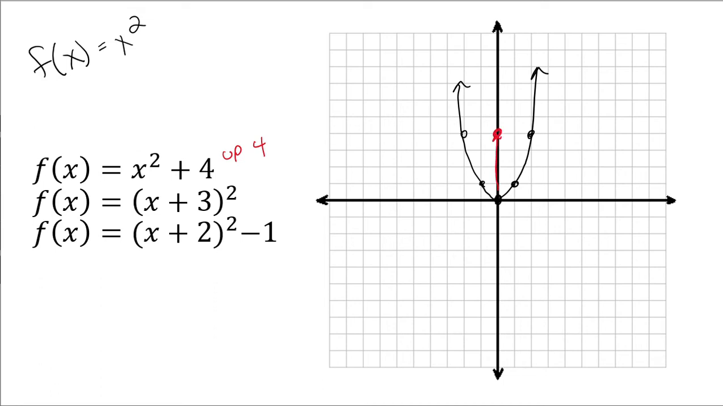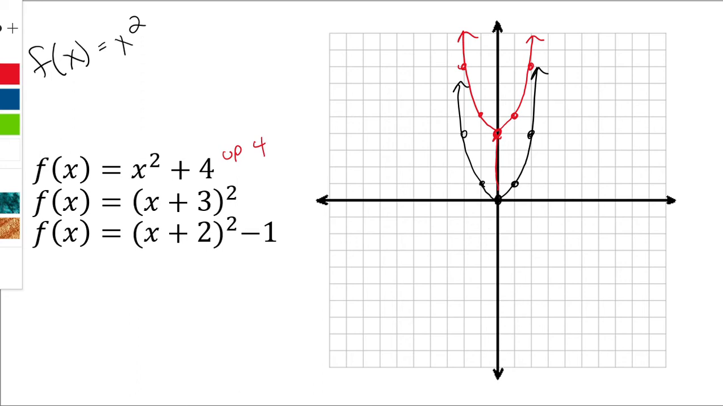So I'm literally just going to pick up each point and move it up 4. So there's the new middle point. I'm going to pick up this point and move it up 4. This point, pick it up and move it up 4. And then we'll do the same thing on the other side. There's that transformation. Everything got moved up 4.